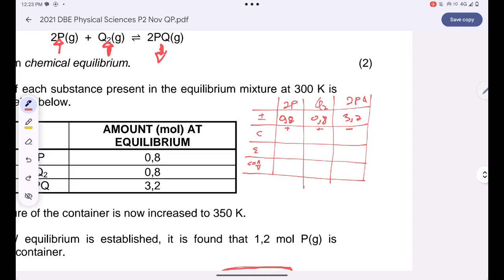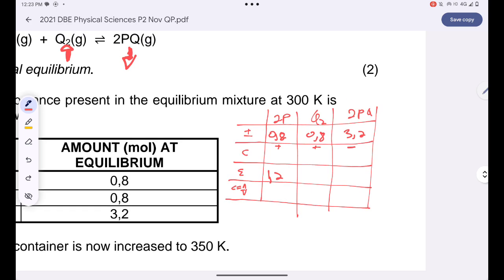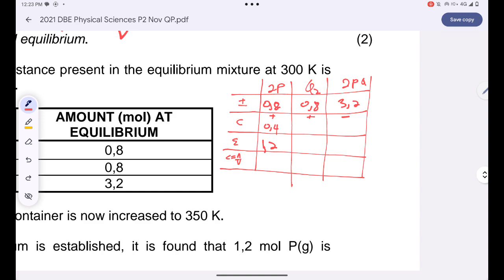I was told that at equilibrium I had 1.2 moles of P. That means I have gained 0.4. Are you together, guys? So now let's find out the number of moles that were gained for compound Q. I need 2 moles of P to react with 2 moles of compound Q. But over here I just have 0.4 moles of P. I want to know how many moles of compound Q will I need.